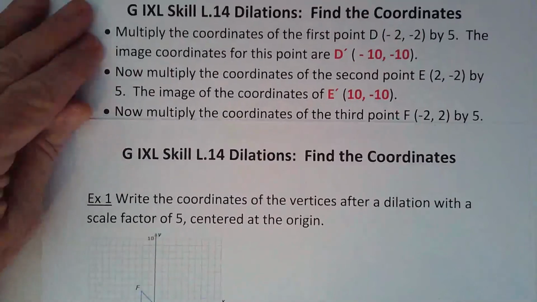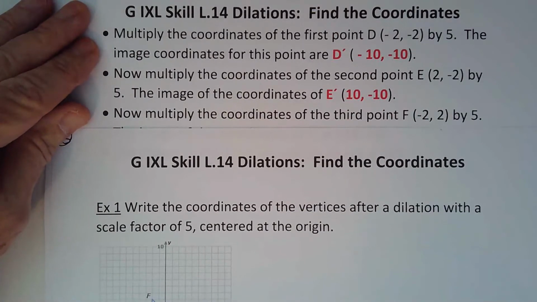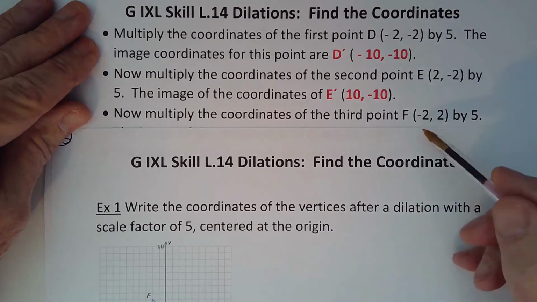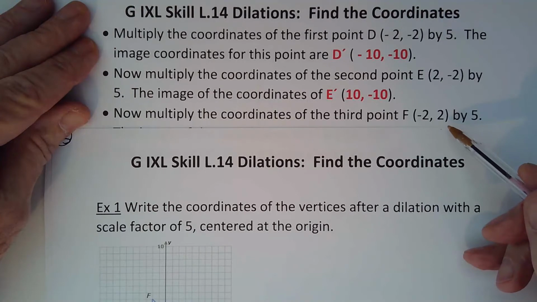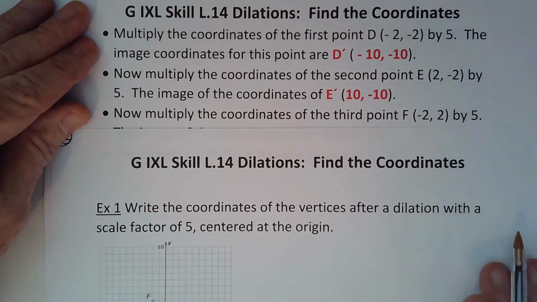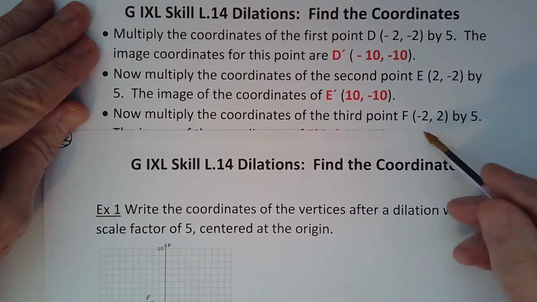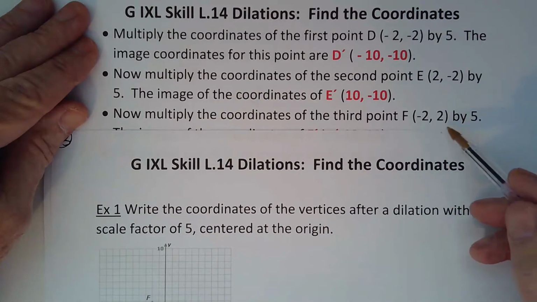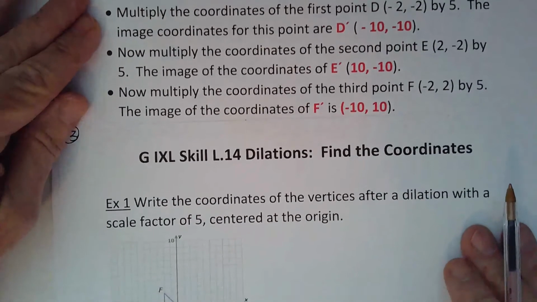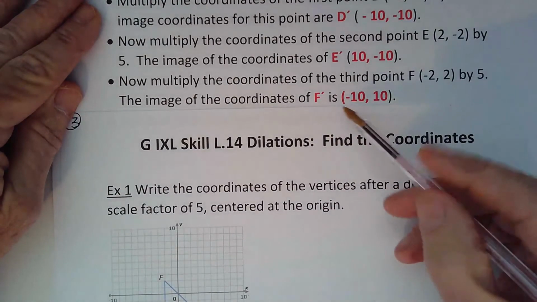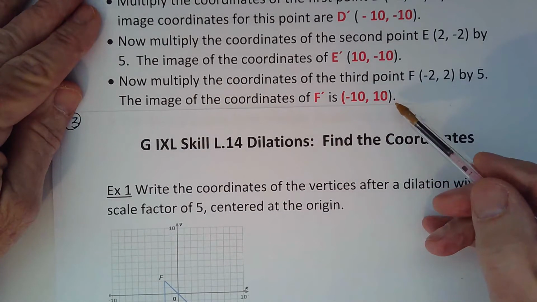All right, now we're going to go up to our last point. So the third point is F. Its x is negative 2, and its y is 2. So I multiply by 5. Negative 2 times 5 is negative 10. 2 times 5 is positive 10. So the image coordinates for F prime are negative 10, 10.